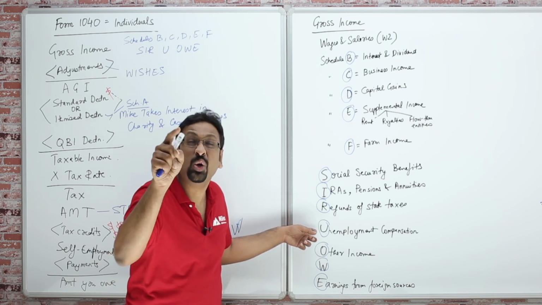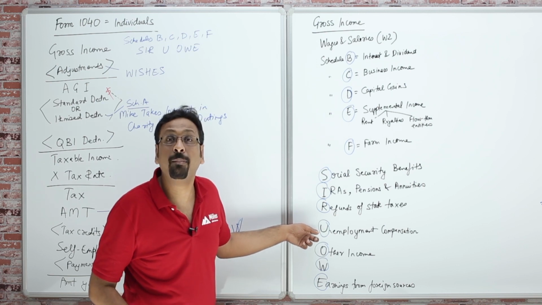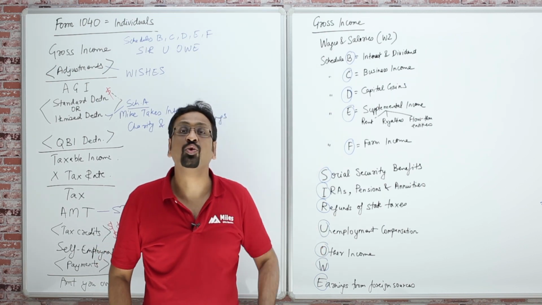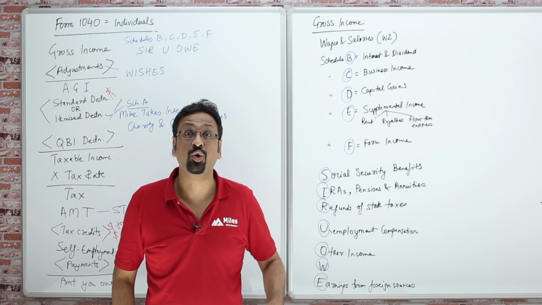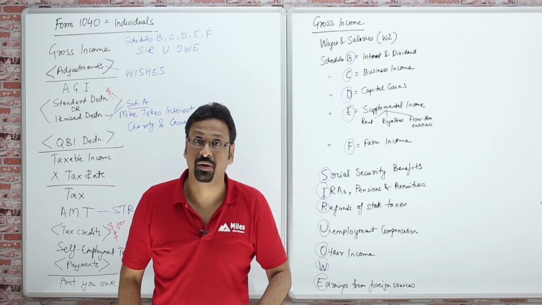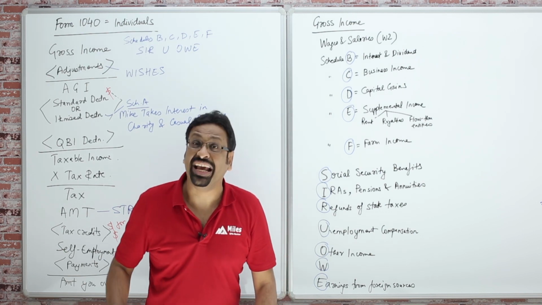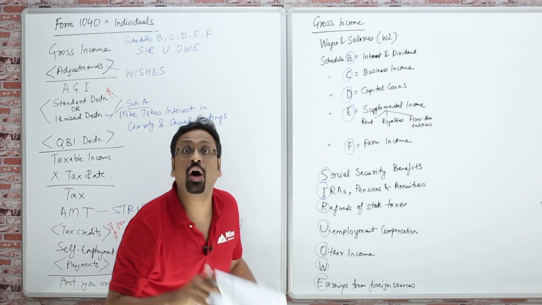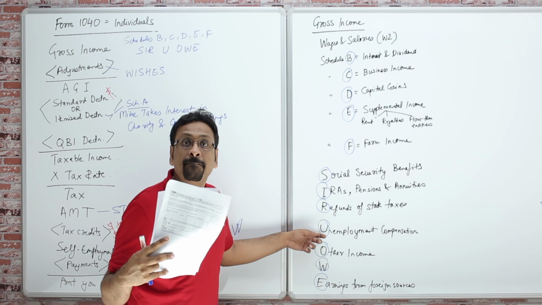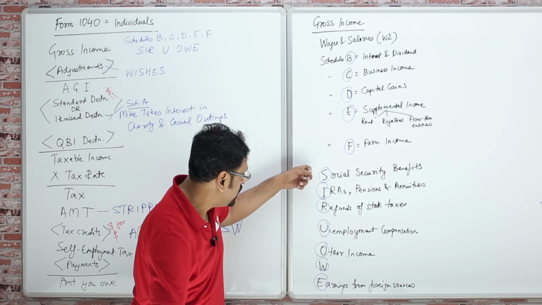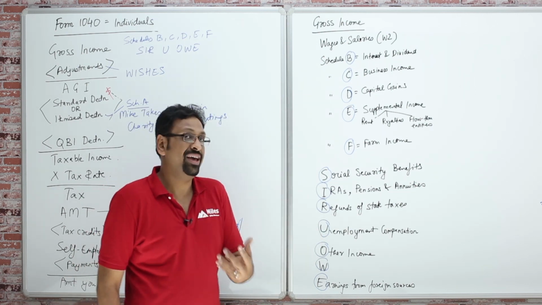So let's say you couldn't find yourself a job. Uncle Sam's there to take care of you. Uncle Sam is going to give you unemployment compensation. But the funny part, that unemployment compensation is also taxable on your 1040. So SIRUO, the O of SIRUO is other income.